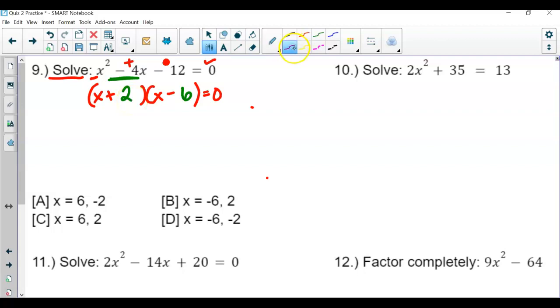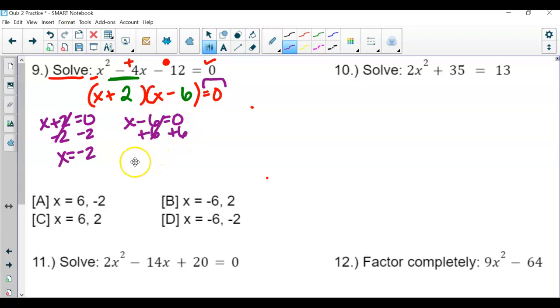But again, because we're solving and this is equal to 0, that's the same as saying x plus 2 is equal to 0 and x minus 6 is equal to 0. So when you solve, you would subtract 2, so x is equal to -2. Here you would add 6 to both sides, so x is also equal to 6. That's why the answer is A.